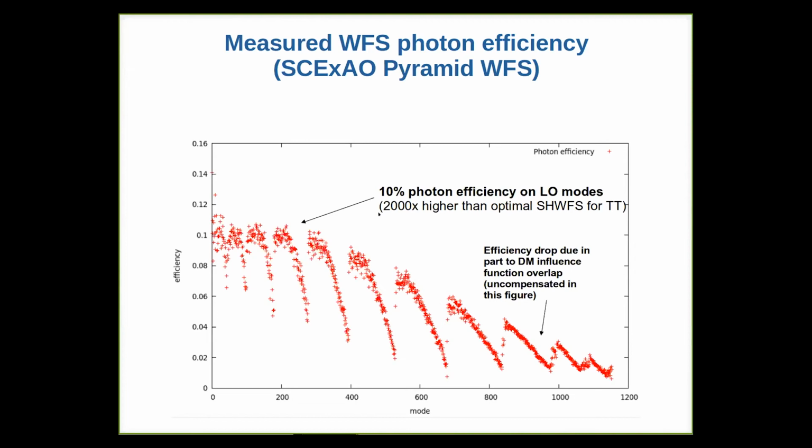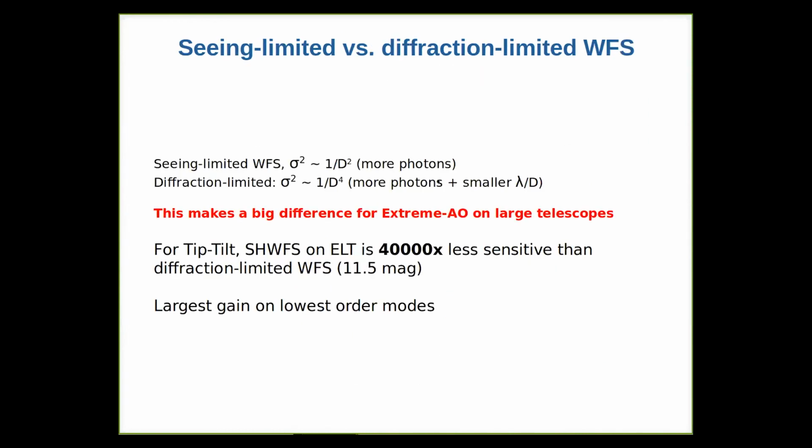They're very sensitive. And you can break the wavefront sensors into families: the seeing-limited ones and the diffraction-limited ones. The seeing-limited ones, like a Shack-Hartmann, don't take advantage of the coherence of the full aperture. And the diffraction-limited ones, like a non-modulated pyramid, take advantage of the diffraction limit of the full aperture. And so this is the difference in sensitivity between having a D squared sensitivity, where increasing the aperture just adds more photons, or a D to the fourth, where increasing the aperture gives you more photons, but also an additional boost from smaller lambda over D.